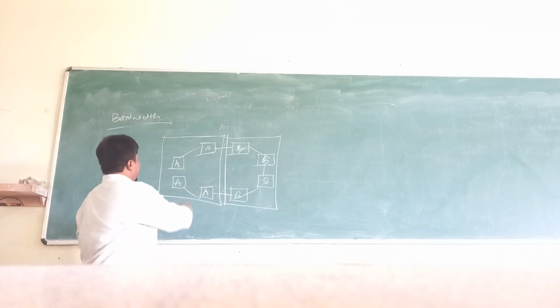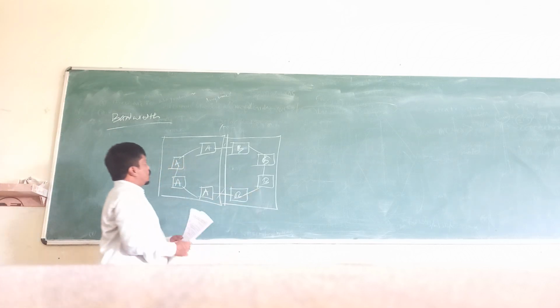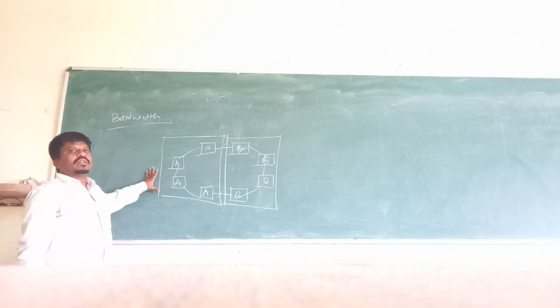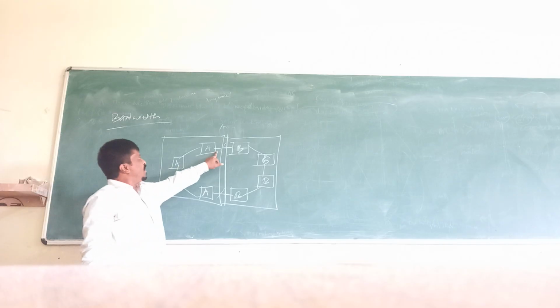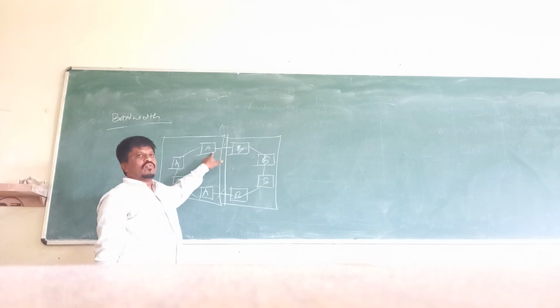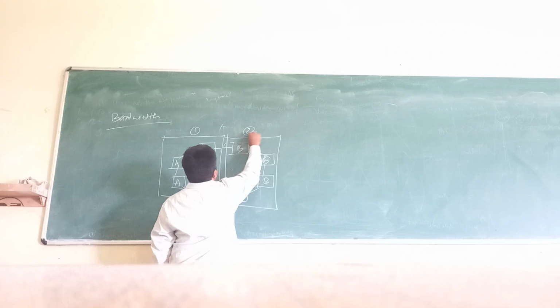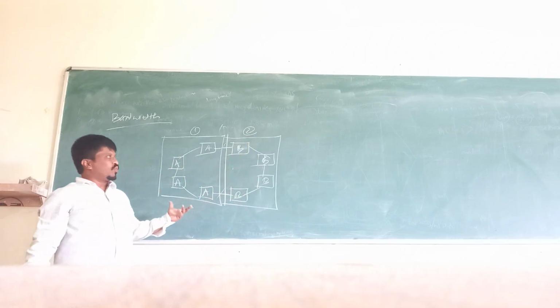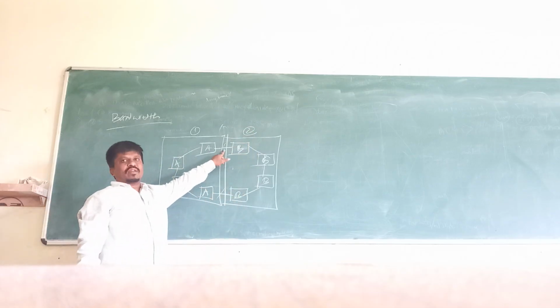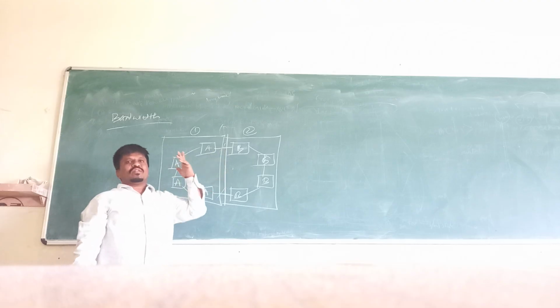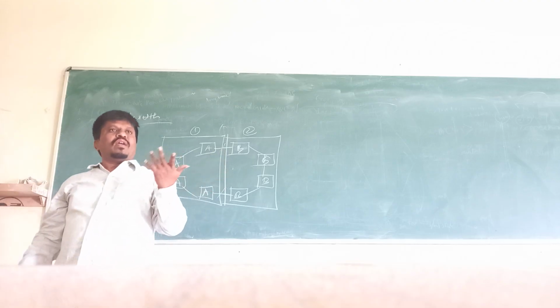These other connections are not considered for calculating the bandwidth. This is the first half, this is the second half, and these two halves are connected to each other with the help of this link. How many links are there? Only two links are there. That's why the bandwidth is around 2.